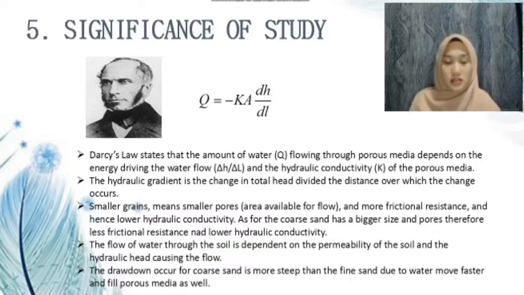Smaller grains such as the fine sand used for this study have smaller pores or area available for flow, and it has more frictional resistance. Therefore, the hydraulic conductivity will be lower. As for the coarse sand, it has a bigger size and therefore less frictional resistance and higher hydraulic conductivity. The flow of water through the soil is dependent on the permeability of the soil and the hydraulic head causing the flow. The drawdown for coarse sand is steeper than for fine sand because water moves faster and fills the porous media as well.